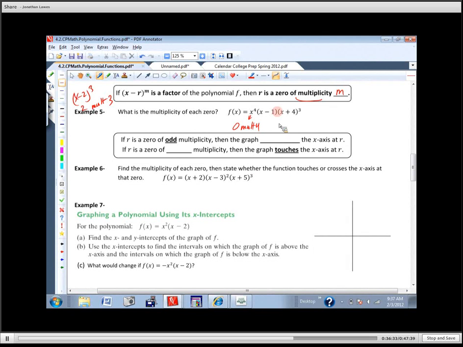Okay? For this next one, what's the 0 that comes from here? 1. What's its multiplicity? I hear a couple ones. You are correct, because remember, if there's nothing there, it's not a 0, it's a 1. So its multiplicity is 1. And then the last one, what's the 0? Negative 4. And what's its multiplicity? Multiplicity is 3. Okay? All right.